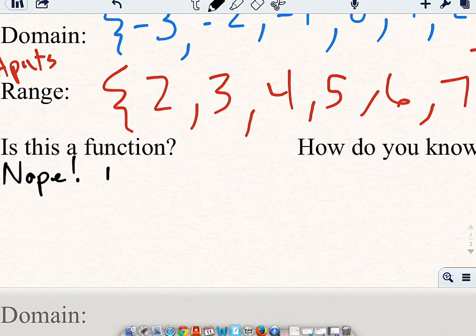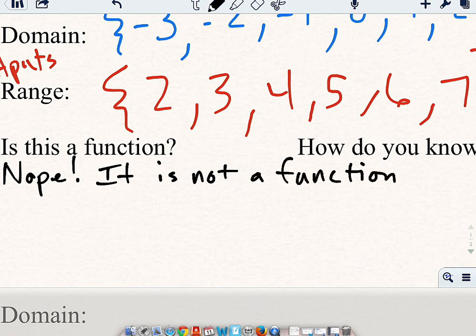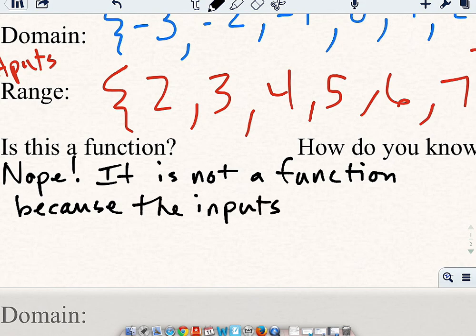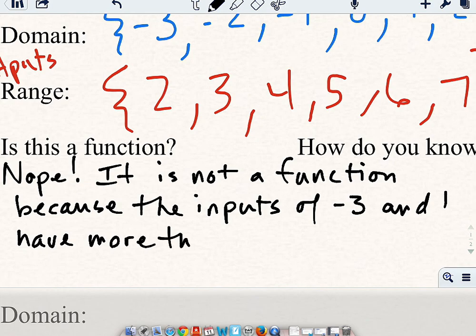Well, it is not a function because, and I'm going to be specific here. The more specific you are, the better. I'm going to say because the inputs of -3 and 1 have more than one output.